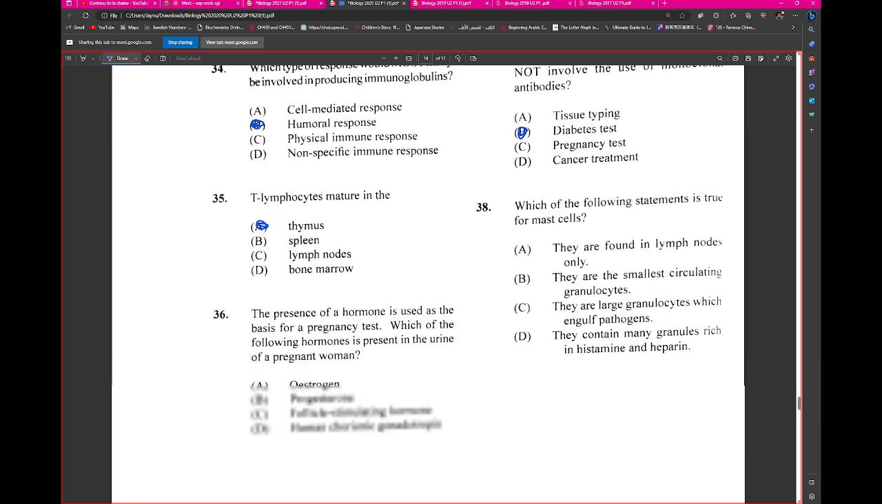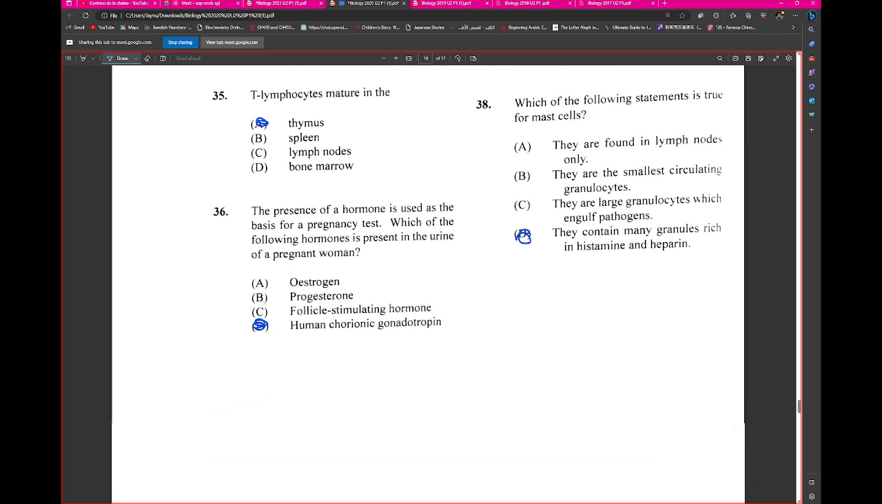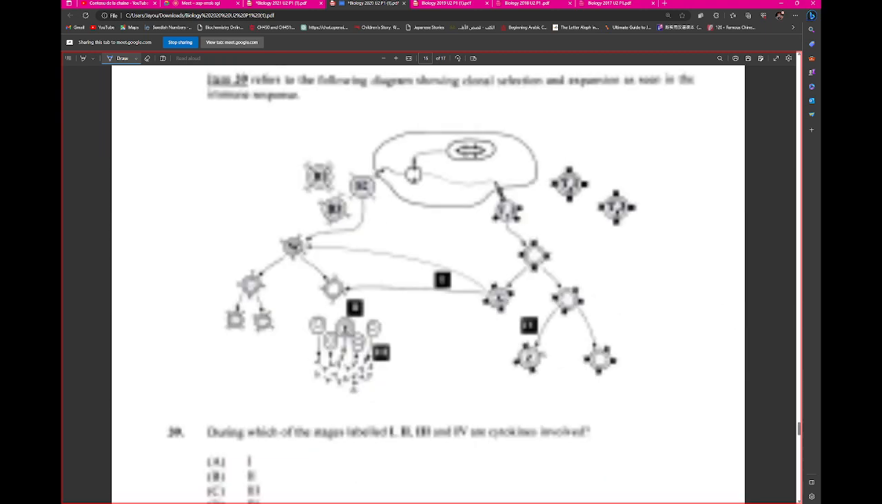And which of the following statements is true for mast cells? D. Somebody saying D? Okay, they do contain heparin and histamine, right? The granules, right? So remember, it's degranulation, right? And the exocytosis of these granules would release histamine and heparin, right? So we have that there.